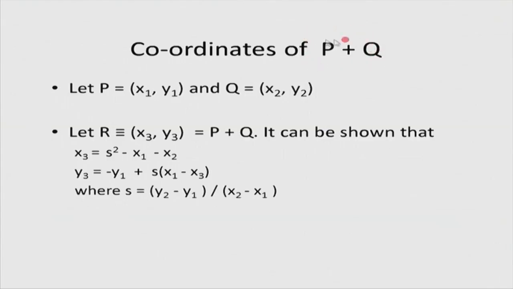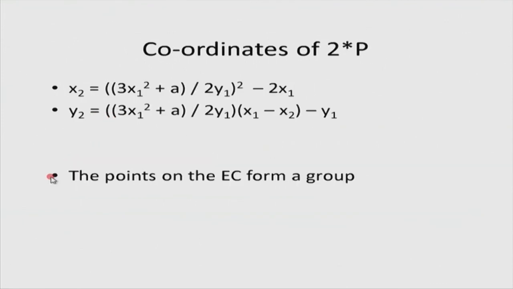This is the group operator. If I've got 2 elements in the group, then the sum of those 2 elements is given by R, the coordinates are given by these 2 things. So this is the important statement that the EC points form a group. Now if they form a group, the next question is: is the discrete log problem feasible on this group or not?